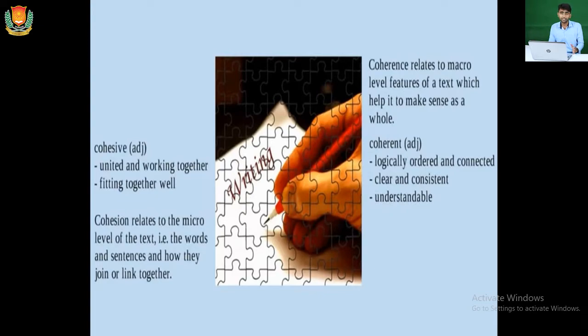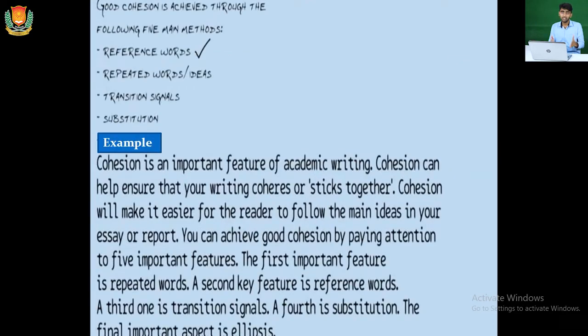For example, how a text can be cohesive. I'm just giving the gist, just a few particular rules about it. Although these are not rules which have to be studied always, we have to keep these basics in our mind. How can cohesion be achieved through the following five main methods? A few methods are given: reference words, repeated words, ideas, transition signals, and substitution. What are these?